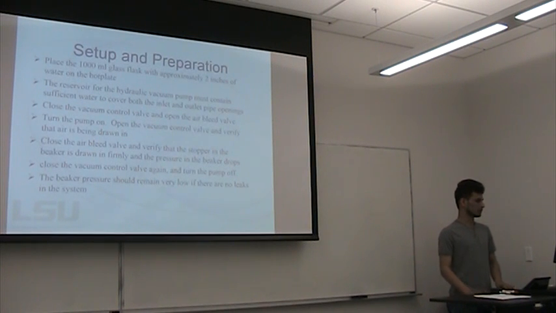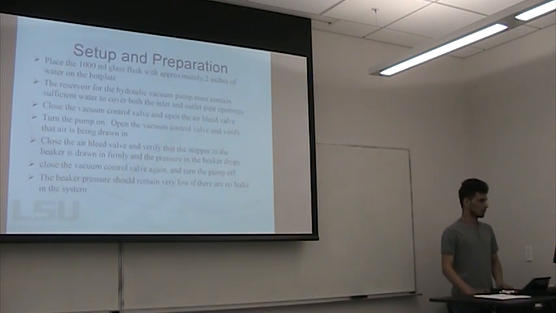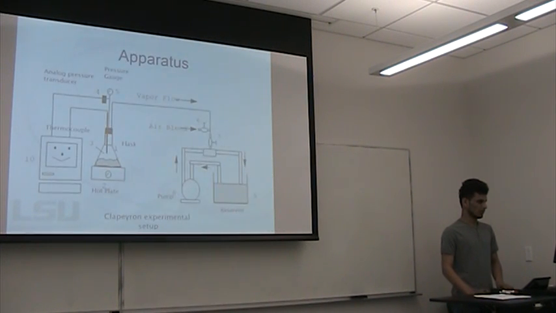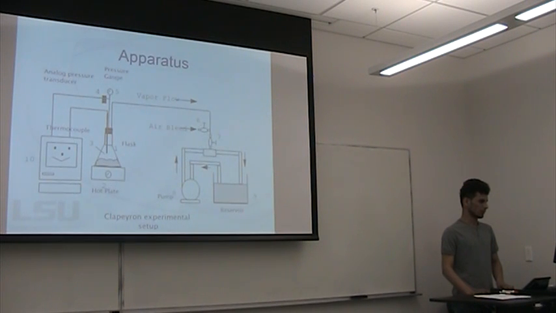Setup and preparation: first we have to place the 1000 milliliter glass flask with approximately 2 inches of water. And then the reservoir of the hydraulic vacuum pump must contain sufficient water to cover both the inlet and the outlet. And then we have to close the vacuum control valve and open the air bleed valve here.